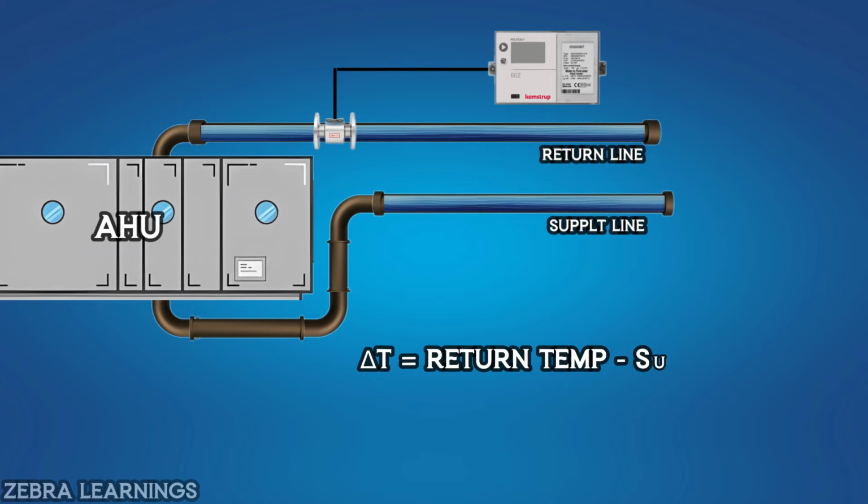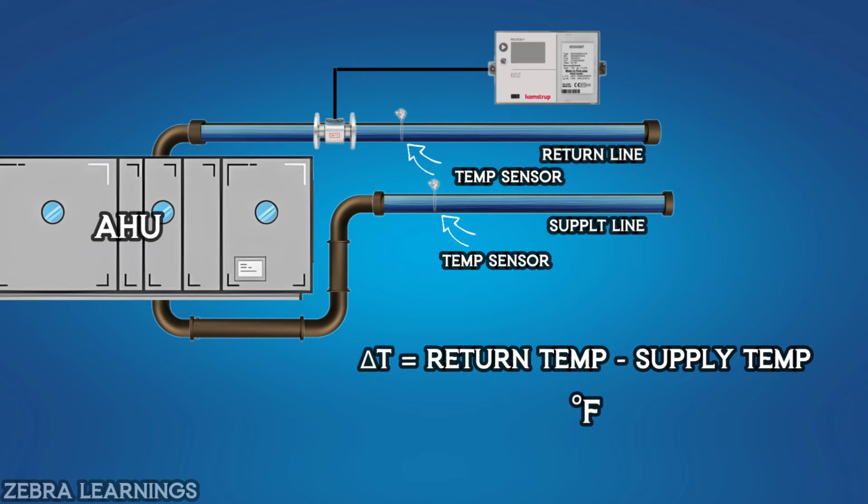Delta T is the difference between the temperature of the water in the return line and the temperature of the water in the supply line of the AHU. We should measure this in degrees Fahrenheit. To measure this, a temperature sensor is installed in both pipelines, and it is connected to the BTU meter. So, we can know the water temperature in BTU meter.